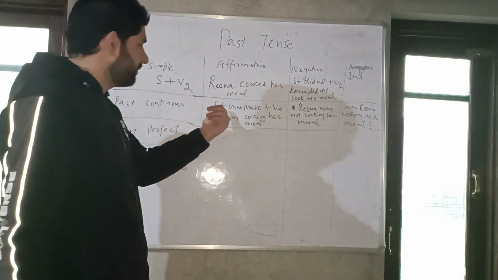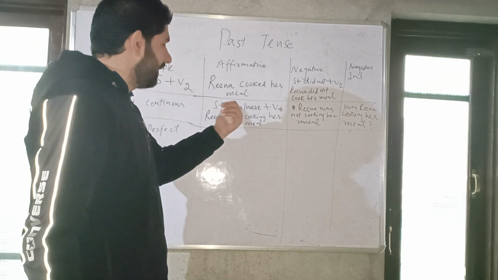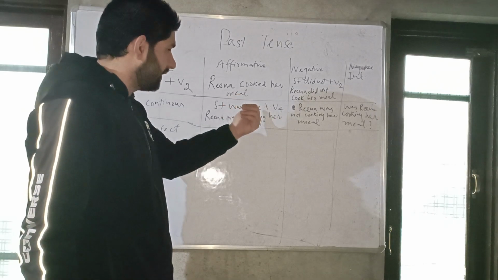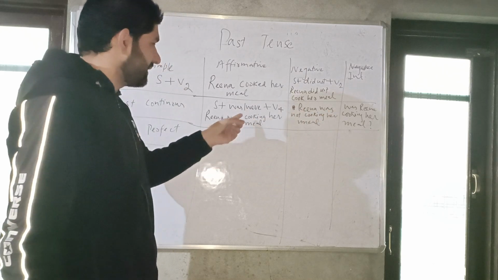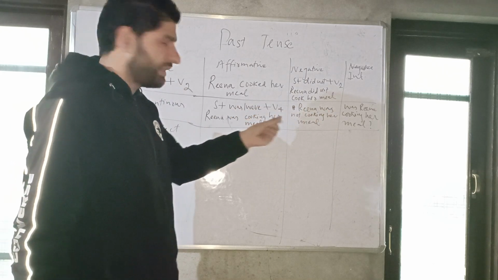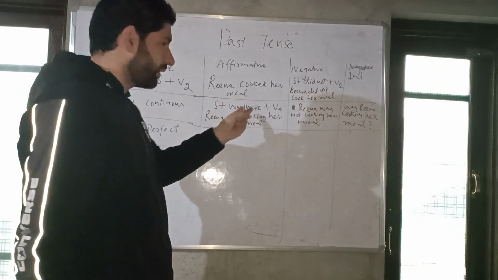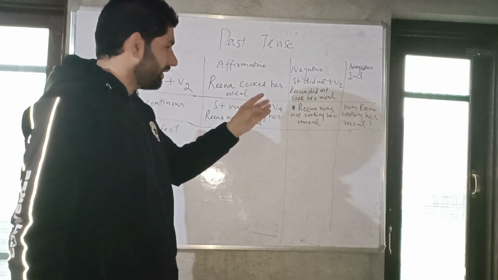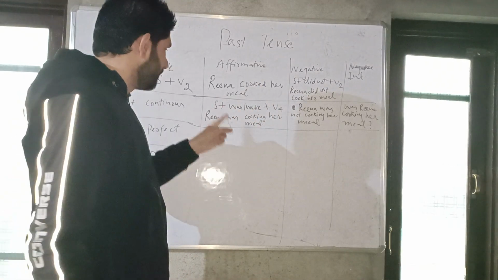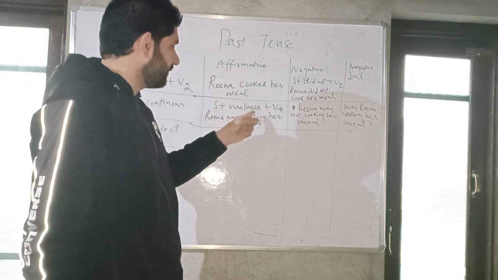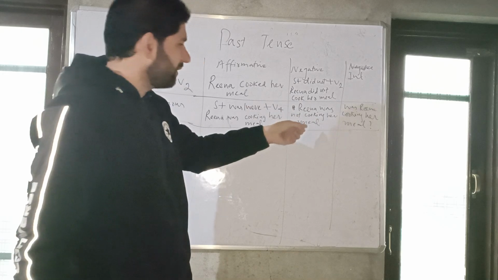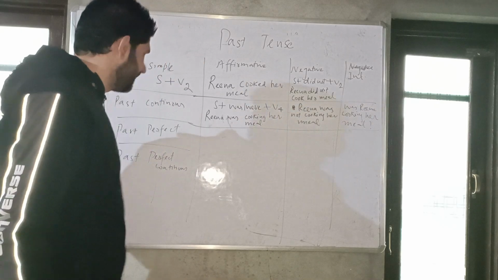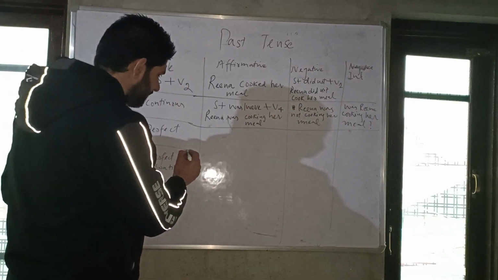So in past continuous, just like we had am not, is not, and are not, we here have was not and were not. And similarly, as I said, V4 is always used in case of continuous, progressive tense. So whether it is present, past, or future, we use V4. So it's like S plus was or were plus V4. Reena was cooking her meal. Reena was not cooking her meal. Was Reena cooking her meal? Now we will come to past perfect.